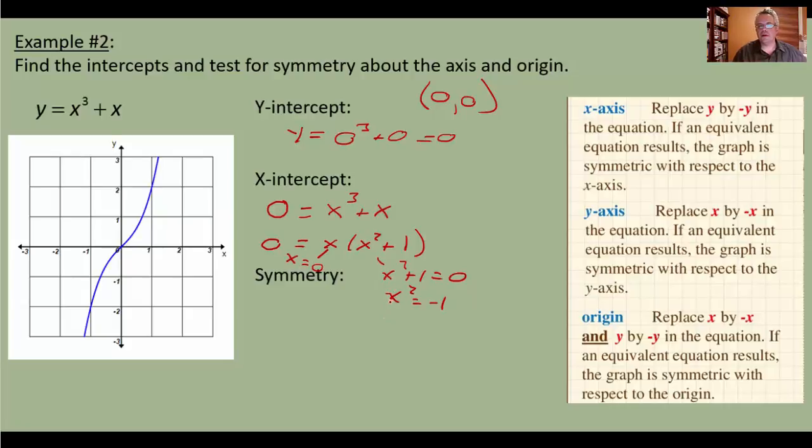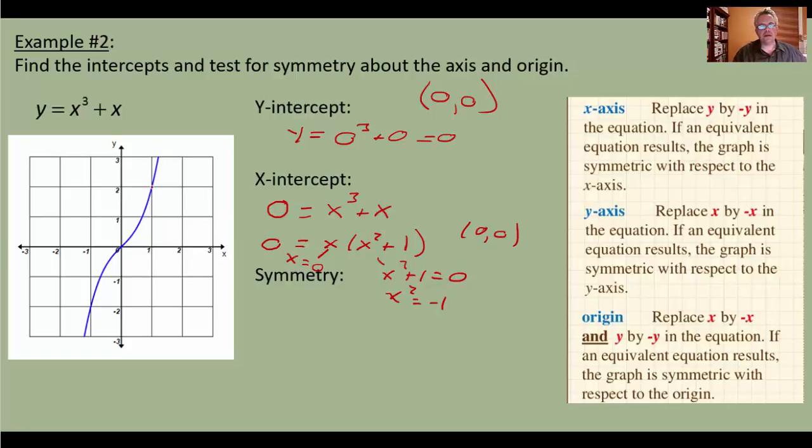Alright, so the square of a number is 0 or greater. If we took the square root of both sides, we get the square root of negative 1, which is an imaginary number. So again, I see that the only x-intercept is x equals 0, or the origin, which I had already. Now, symmetry about this graph.